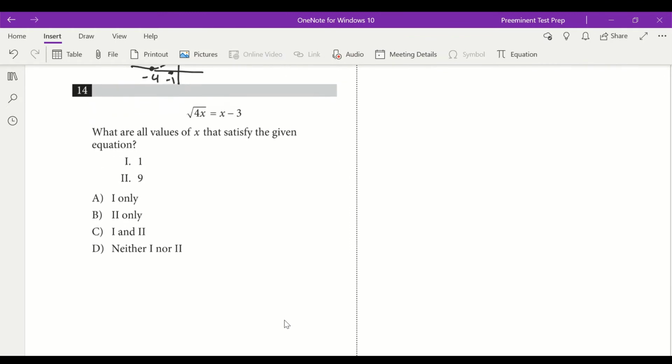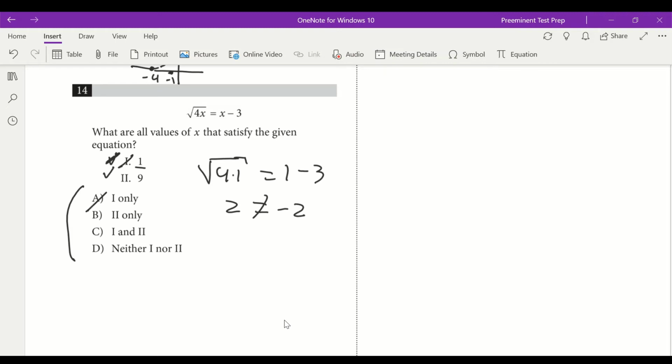Question 14. What are all values of x that satisfy the given equation? Well, we're only given 2 of them that we have to check. And I can go ahead and see that there's no other answer that they would have in our answers where we'd have to solve for anything. So I'm just going to go ahead and plug these in because it's really not that complex of a problem. So I'm going to start off by plugging in 1, right? So I have root 4 times 1, which is just root 4, equals 1 minus 3. Root 4 is 2. 2 equals negative 2. It does not. So therefore, answer choice 1 is not correct.